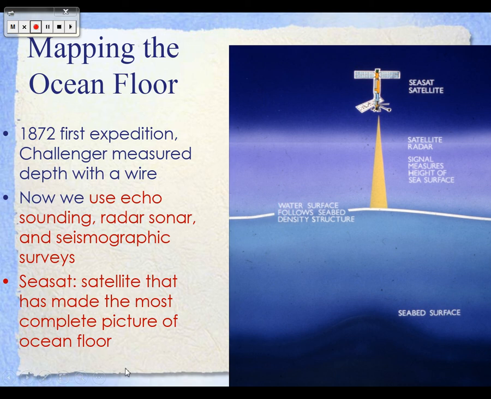CSAT, that's one you definitely need to know, is a satellite that has made the most complete picture of the ocean floor. And this is it right here. So CSAT is up in space. It's hanging out in the exosphere. It sends a satellite radar down. The signal measures the height of the sea surface. The water surface tends to follow the seabed structure. So you can see here, if the seabed rises up, the water rises up. And this is like in times that there aren't big storms. Think a nice calm day.